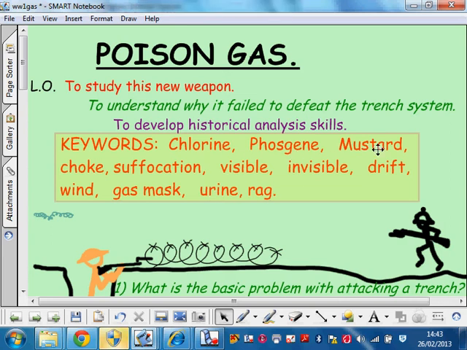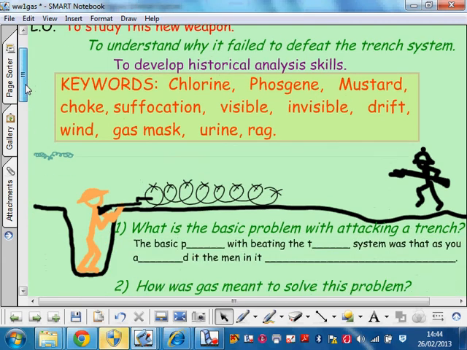Lots of key words here. Chlorine, phosgene and mustard are the types of gas. Choke, suffocation, same thing, you can't breathe. Visible, invisible, I hope you know what that means. Drift, as in moves with the wind. Gas mask, urine, I'm hoping you know what that means. And rag. Right, so let's crack on, shall we?